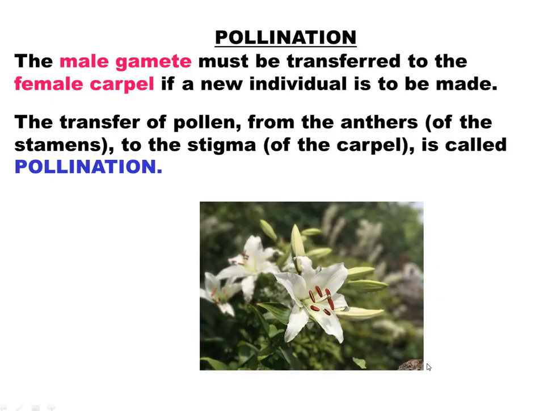So pollination is where the male gamete must be transferred to the female carpel if a new individual is to be made. And the transfer of pollen from the anthers of the stamen to the stigma of the carpel is called pollination.